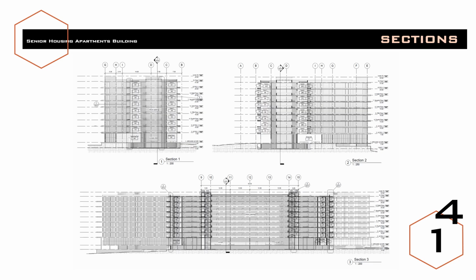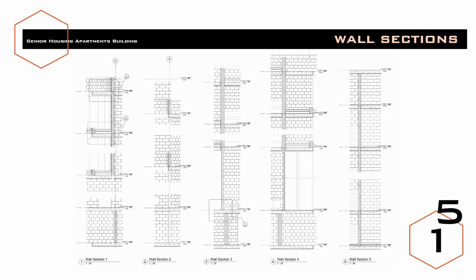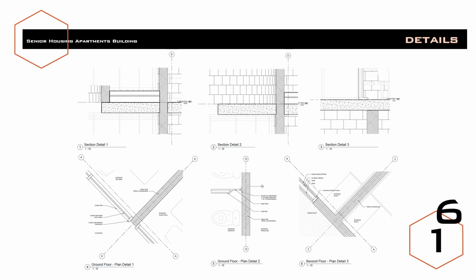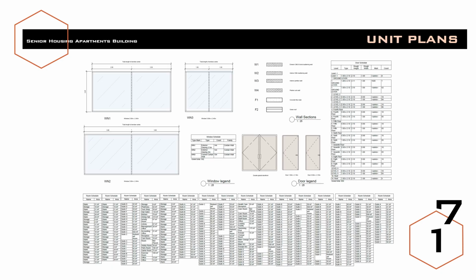In this slide, you can see the floor connections, room height and structural elements, and we can see the sections, the wall sections here. This section helps visualize the internal structure and how the spaces are organized. The wall sections, the details of the sections, the unit plans, with the door schedule, window legend, door legends, and wall sections.